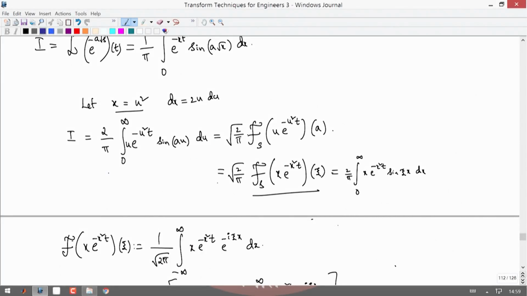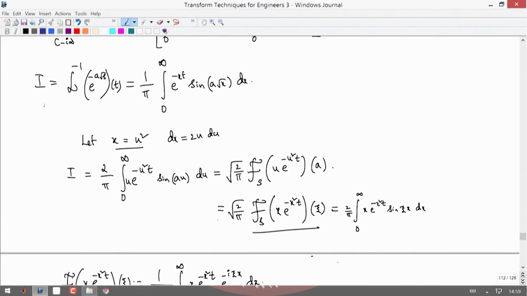Welcome back. We are discussing the Laplace inversion of the special function e to the power minus a root s, where a is positive. What we have done so far is you have seen that this Laplace inversion, which I denoted as I, is actually root 2 by pi times the Fourier sine transform of this function.